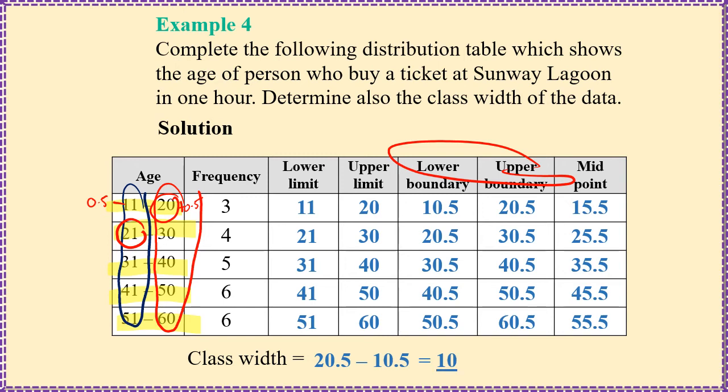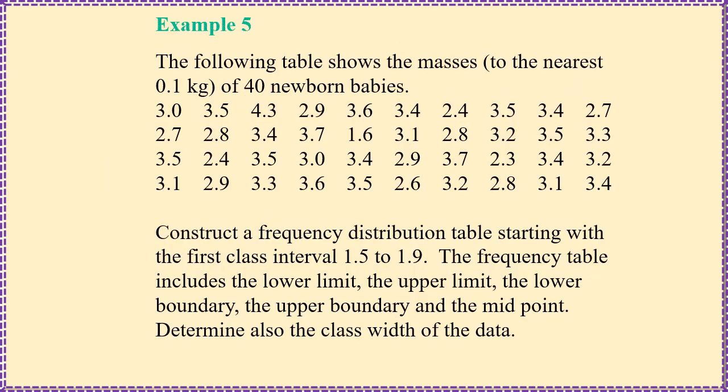So the class width is equal to 10. Example 5. The following table shows the masses to the nearest 0.1 kilogram of 40 newborn babies. So this is the weight of the newborn babies. The total frequency here should be 40 newborn babies. Construct a frequency distribution table starting with the first class interval 1.5 to 1.9.